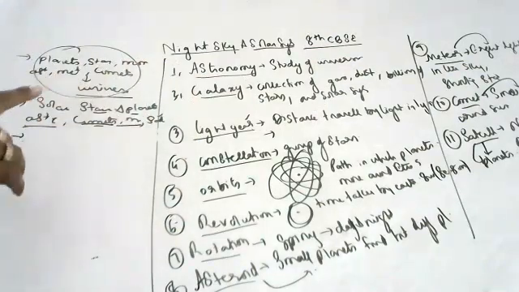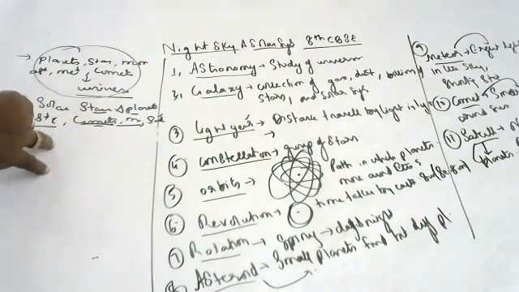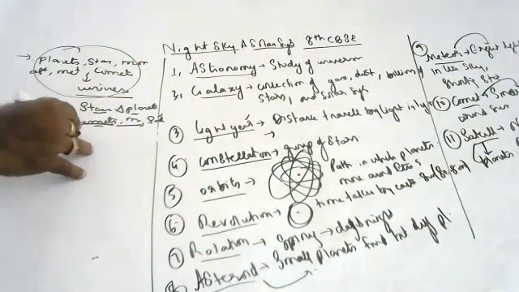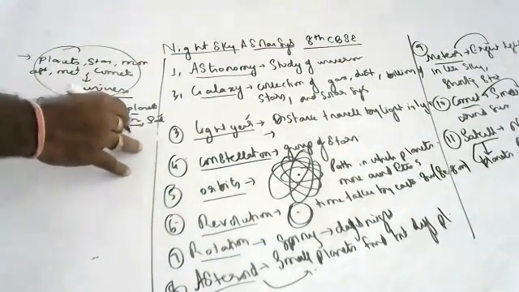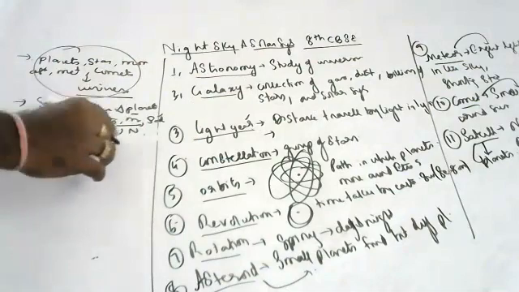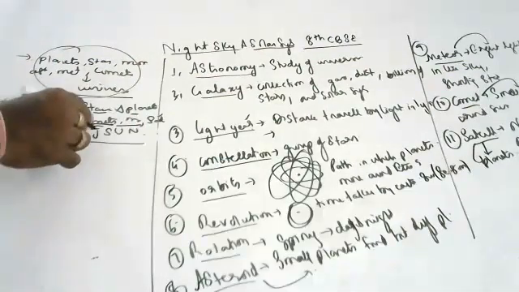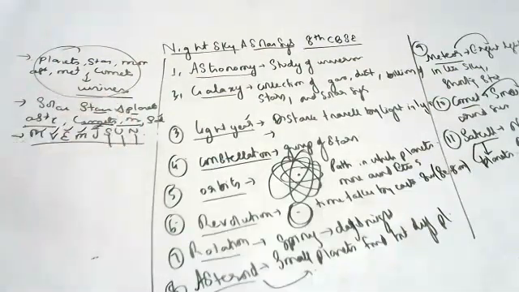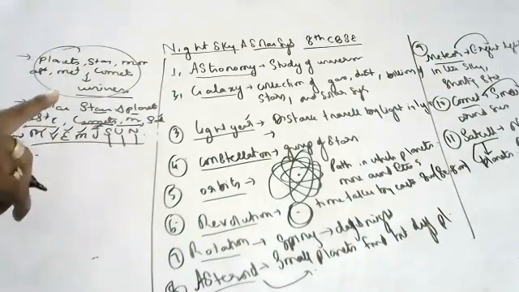satellites, etc. Okay, there are 8 planets, children. Pluto we are not discussing nowadays. Mercury, Venus, Earth, Mars, Jupiter, Saturn, Uranus, Neptune. These are the 8 planets we have.